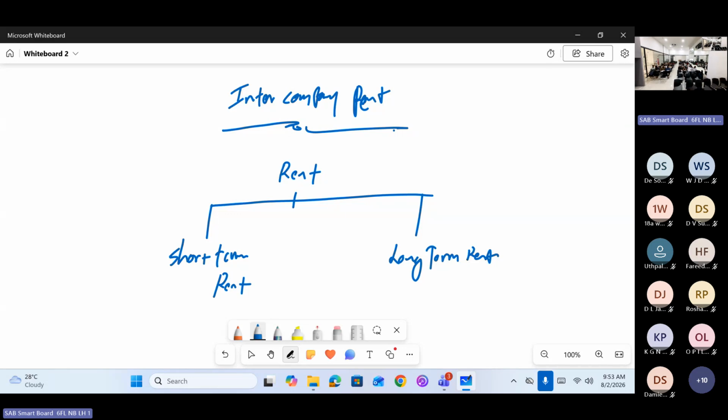Rent can be divided into two, right? Short-term rent and long-term rent. What do you mean by that? What's the difference? Why are we learning this in different ways? Any idea? Long-term rent, short-term rent.